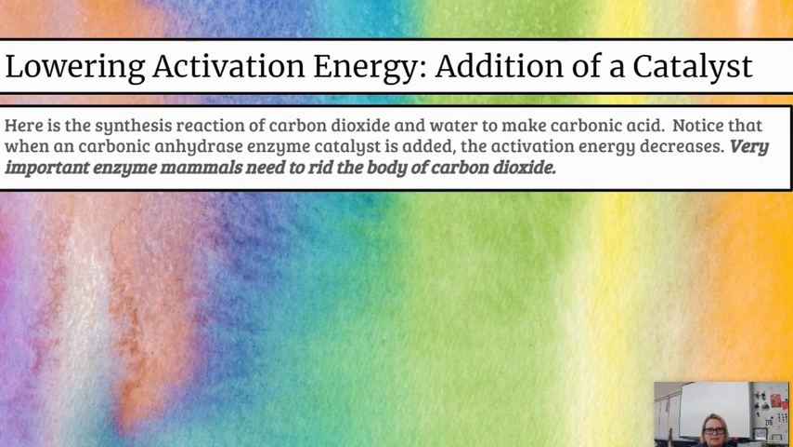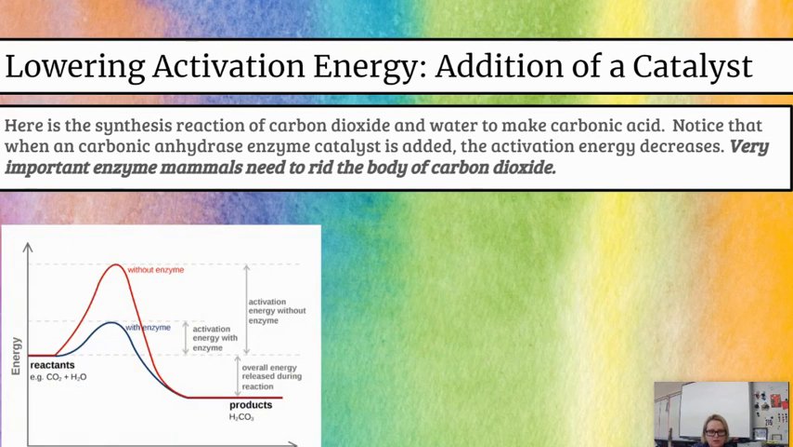So this is going to be an example where we're going to have that synthesis reaction of carbon dioxide and water to make carbonic acid. So we got two different activation energy diagrams here. One without a catalyst. The catalyst in this case is called carbonic anhydrase, and it's an important enzyme that is contained in the red blood cells of mammals in order to convert that carbon dioxide and water to carbonic acid.